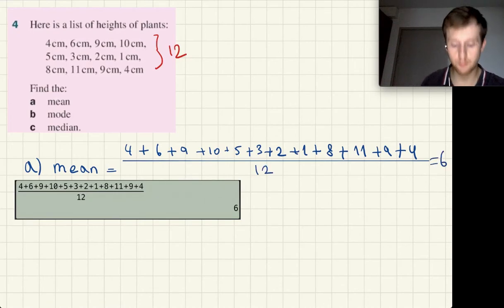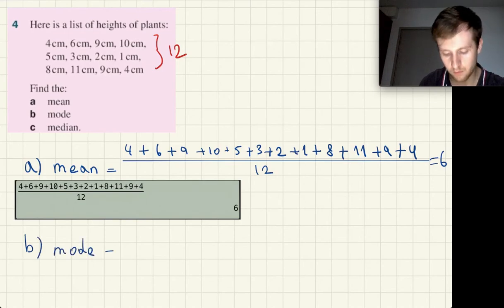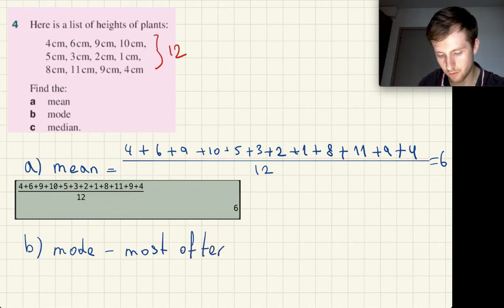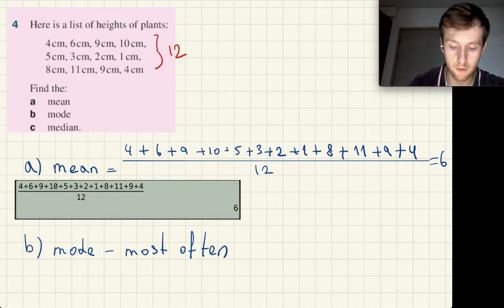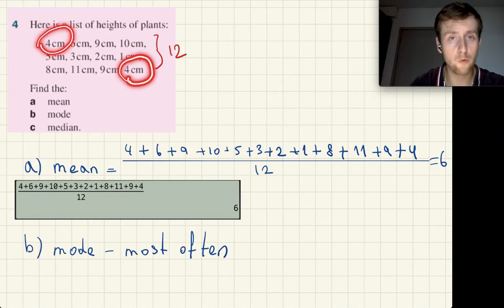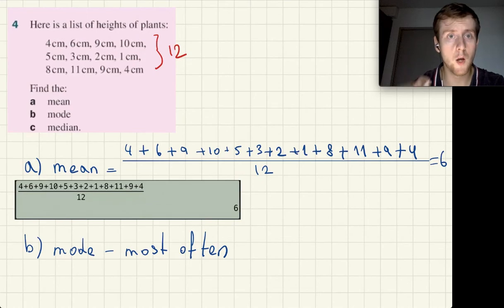Okay, next one is mode. So mode simply means most often. It's the number with the highest frequency, the element of the selection with the highest frequency, which means the element we see most often. And this element is going to be 4, because there are 2 4s in this table.